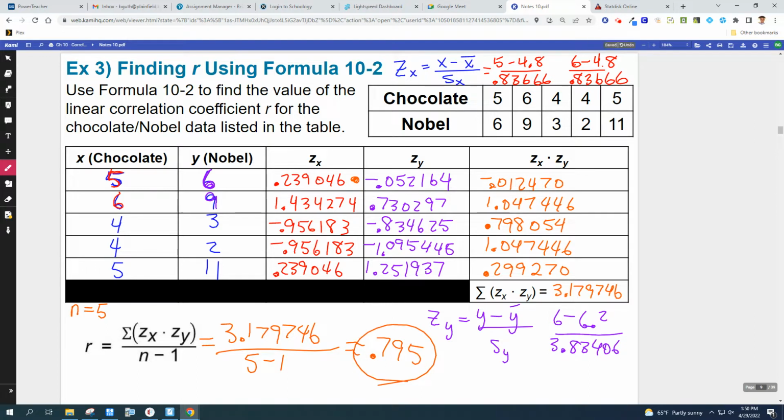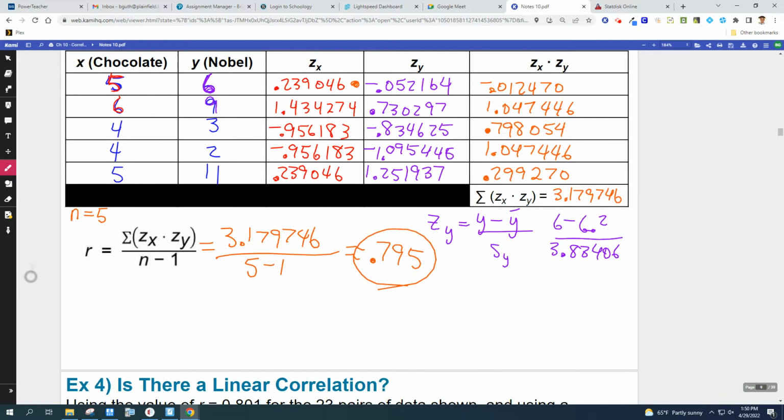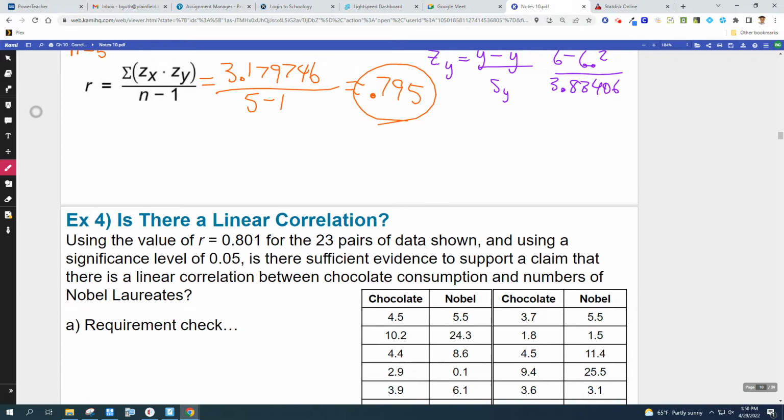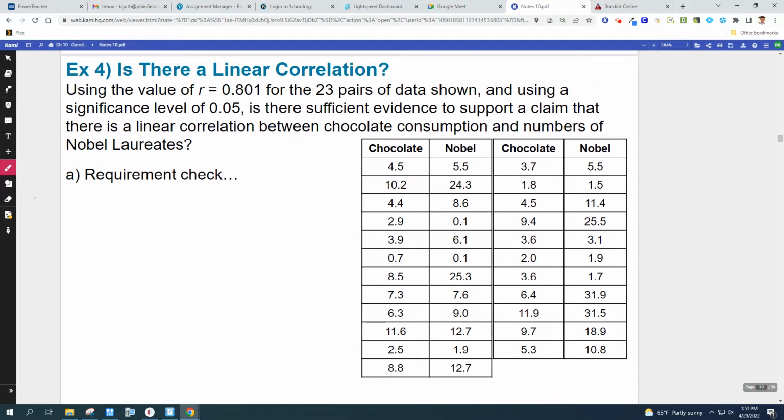I would never want to calculate this way. Okay, I wouldn't want to do it. If I'm going to calculate, I'm going to do it the other way, or maybe use technology. Either way. Okay, so that is the correlation coefficient. We still haven't answered the question of, is there a linear correlation? We found the coefficient, but we don't know if those two things are correlated. And that's what we're trying to answer in this section.